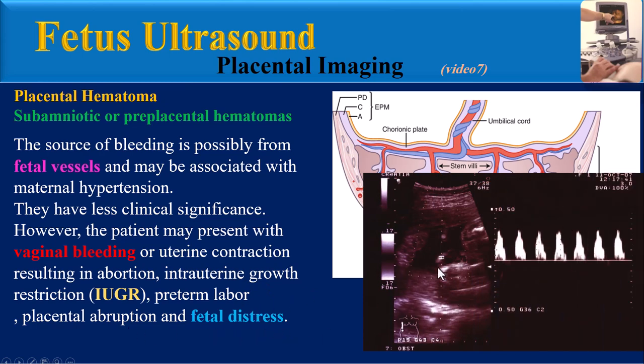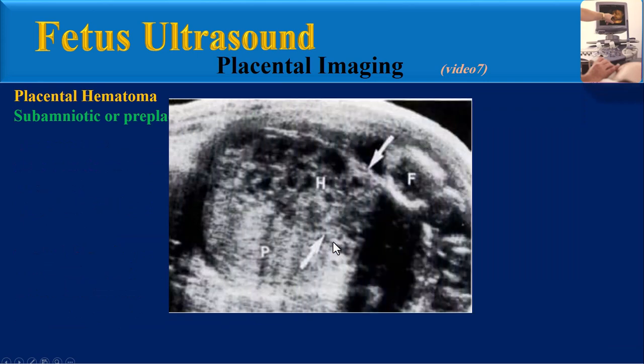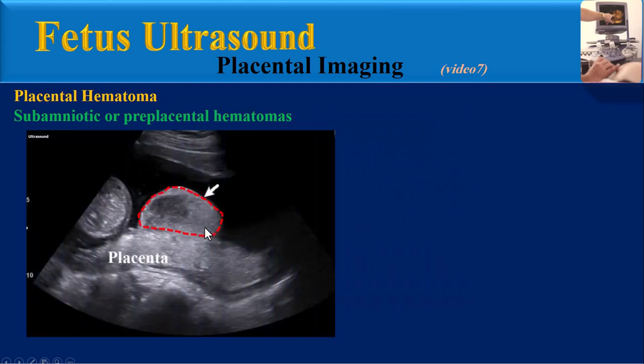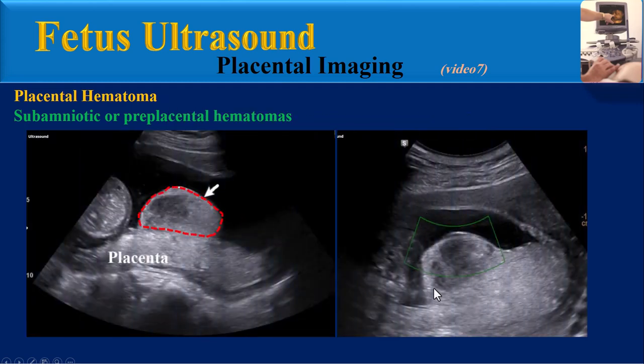abruption, and fetal distress. This ultrasound image shows a preplacental hematoma detected at 18 weeks of gestation, located between the placenta and the fetus. And here is a preplacental or subamniotic hematoma. This is another example of a preplacental or subamniotic hematoma, which color Doppler study shows no internal vascularity.